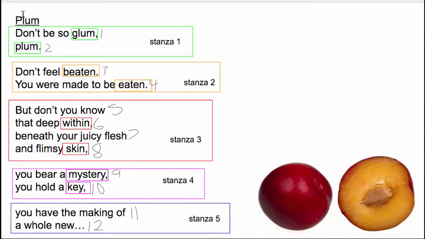So now you can see that I have my stanzas. I have 1, 2, 3, 4, 5 stanzas. I have my lines numbered 1, 2, 3, 4, 5, 6, 7, 8, 9, 10, 11, 12. And then my rhyming words are glum and plum, beaten and eaten, within and skin, and mystery and key. So you should have all of those things done for this first step. And if you don't, you guys need to pause the video so that you can get that copied down.